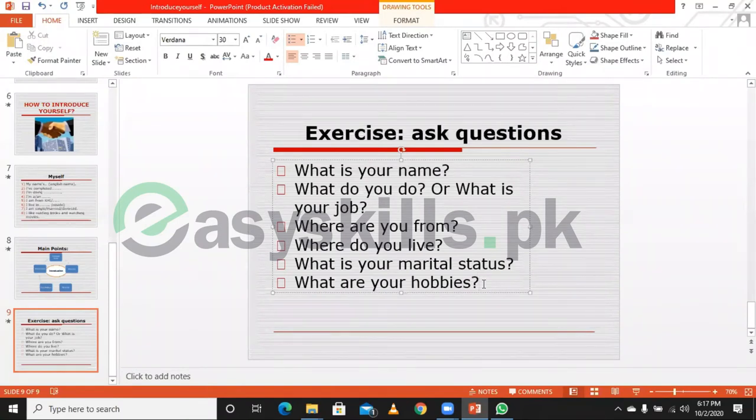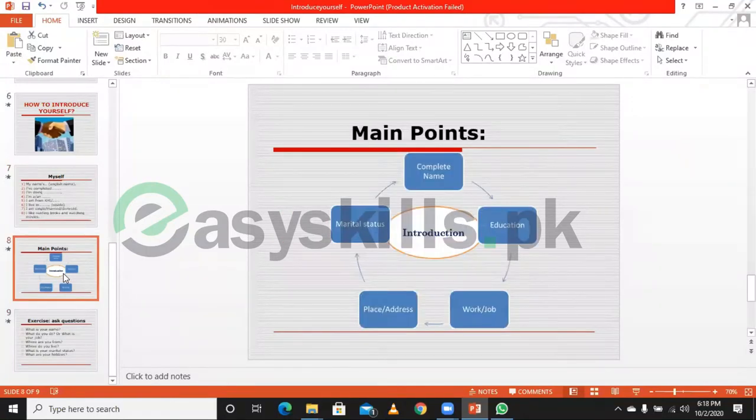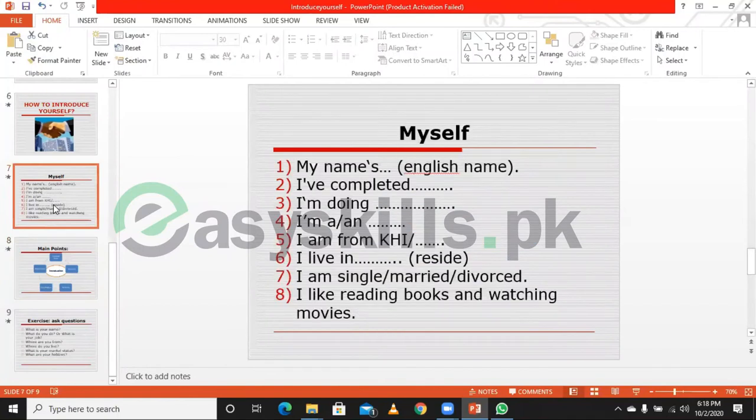This is very simple. If anyone wants to note down, you can write these sentences, or you can just write these important points. It's up to you. Please note down, anyone who wants to write down. Please go ahead.